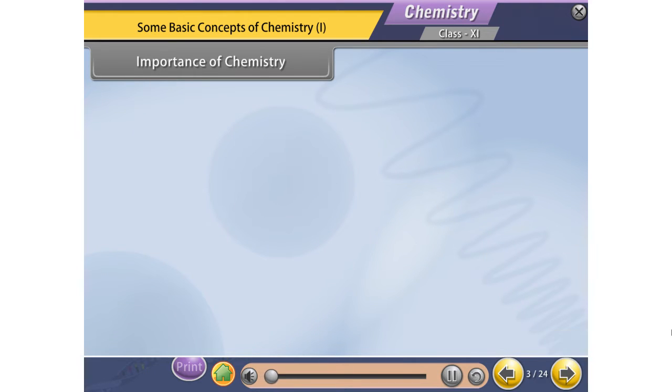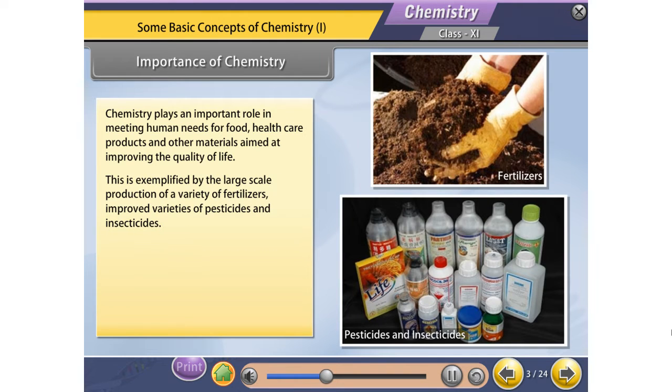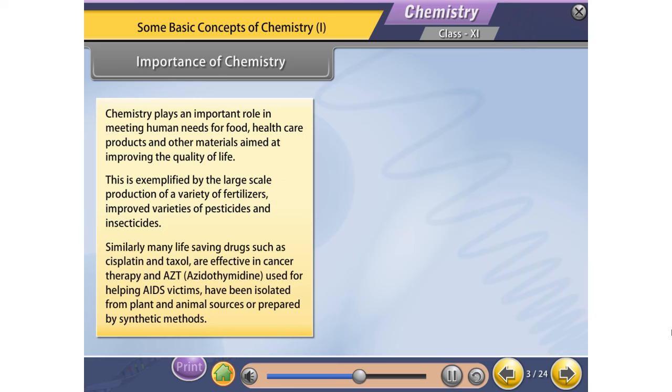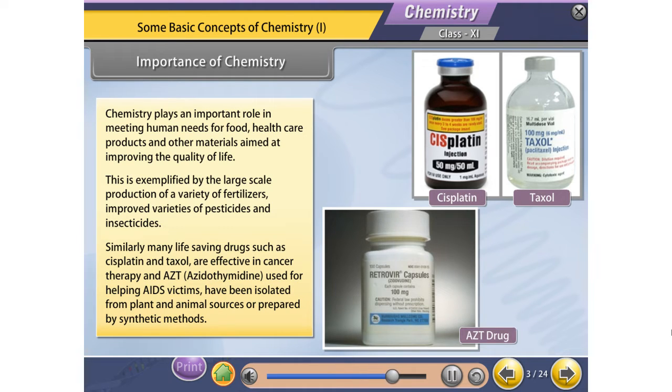Objectives. Importance of chemistry. Chemistry plays an important role in meeting human needs for food, healthcare products, and other materials aimed at improving the quality of life. This is exemplified by the large-scale production of a variety of fertilizers, improved varieties of pesticides and insecticides. Similarly, many life-saving drugs, such as cisplatin and Taxol, are effective in cancer therapy, and AZT, zidovudine, used for helping AIDS victims, have been isolated from plant and animal sources or prepared by synthetic methods.